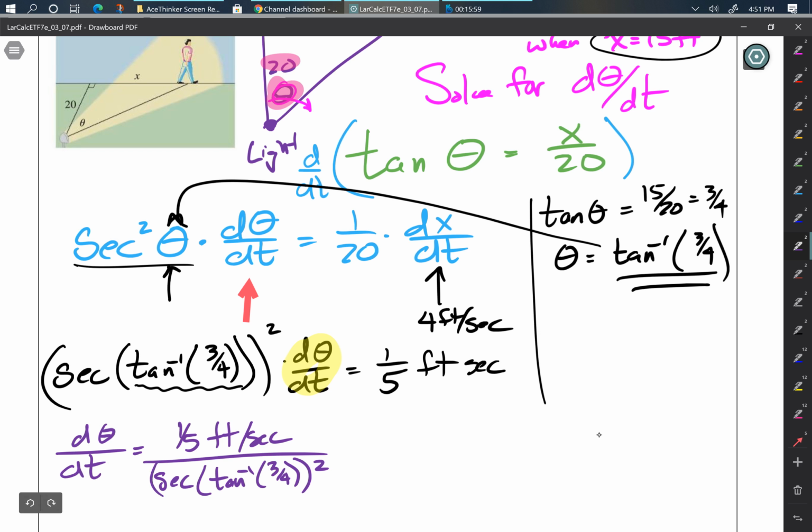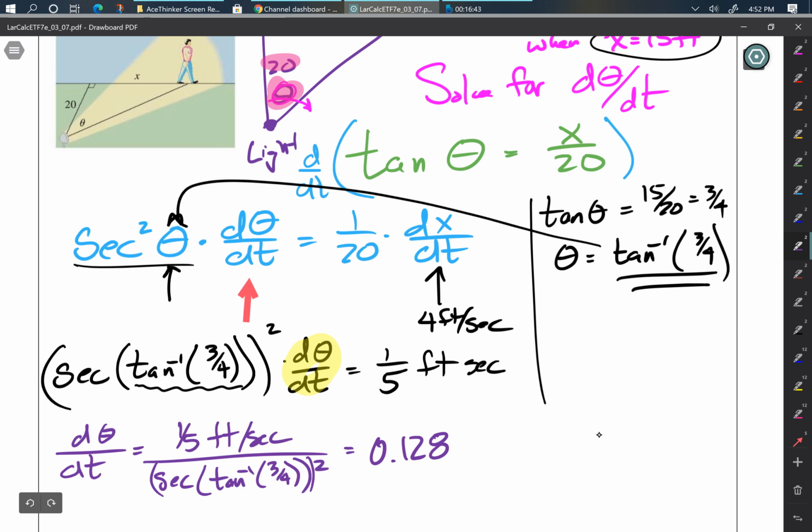I didn't know the parentheses in there. Yeah, there we go. And that's nothing I can do by hand. That's a calculator problem. So the first thing I'm going to do is find the arctangent of 0.75, 3/4, which gives me some number. Then the secant is 1 over cosine, so 1 over cosine of that number. Then I'm going to square that number, and then take 1/5, 0.2, and divide it by that number. And I get exactly 0.128.